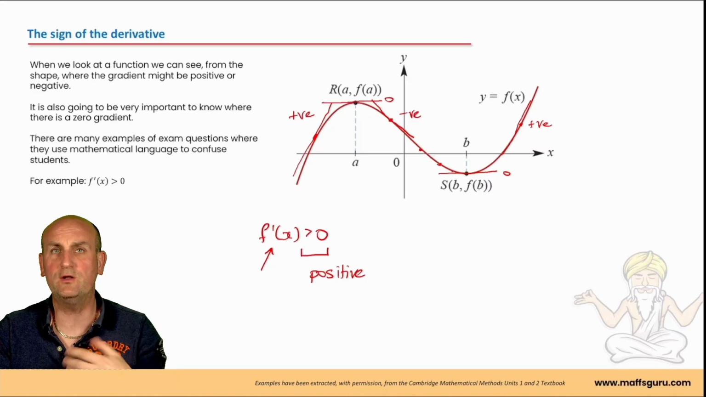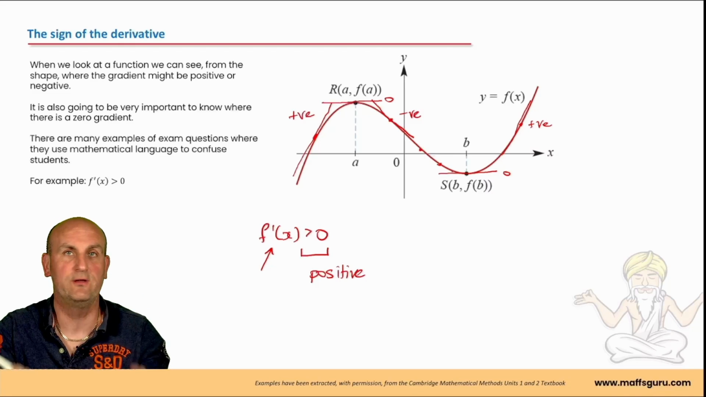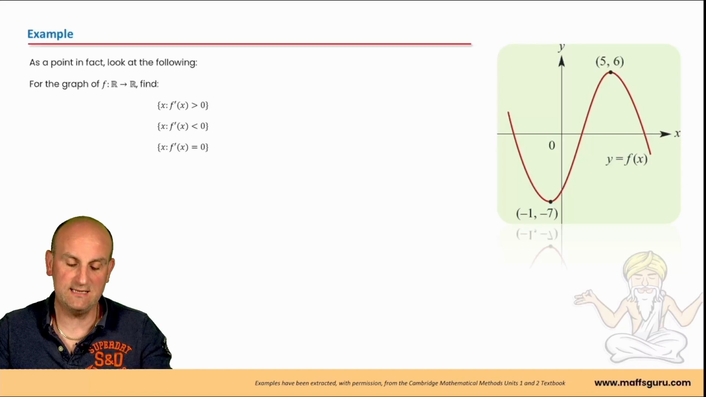So when you look at these functions, really you're looking for positive gradients, negative gradients, zero gradients. And then if you've got that, believe it or not, you can draw some pretty good sketches. So here's an example.